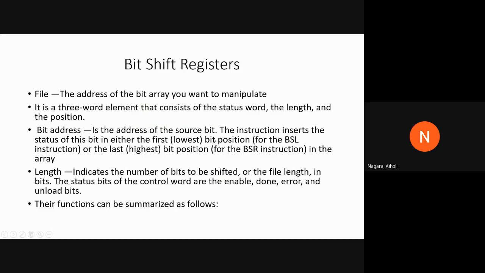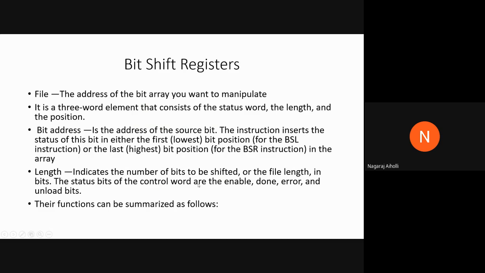Bit address is the address of the source bit. The instruction inserts the status of this bit in either the first bit position for the BSL instruction or the last bit position for the BSR instruction in the array. So for a left shift, the first bit is inserted into the LSB position, and if it is a right shift, then the bit is inserted in the MSB position. The address of the bit we want to shift is nothing but the bit address.